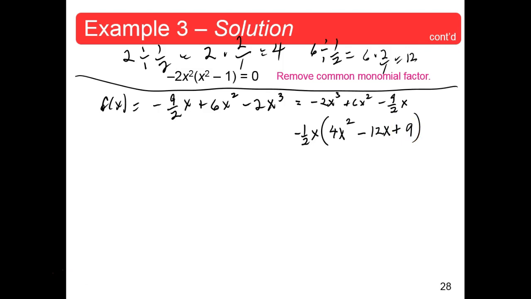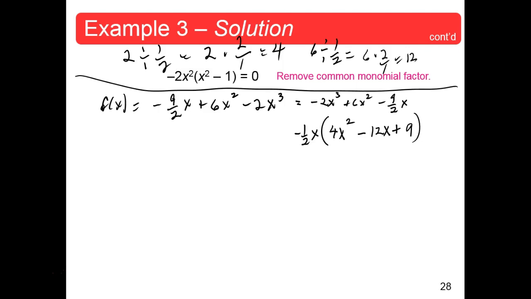So let's do that. Negative 1 half times 4 is? Just, don't worry about the sign yet. Minus times plus is minus. Okay, we got that. 1 half of 4 is? 2. There's the 2. And x times x squared is? X cubed. Okay, first term worked. How about the next one? Minus times minus is? Plus.